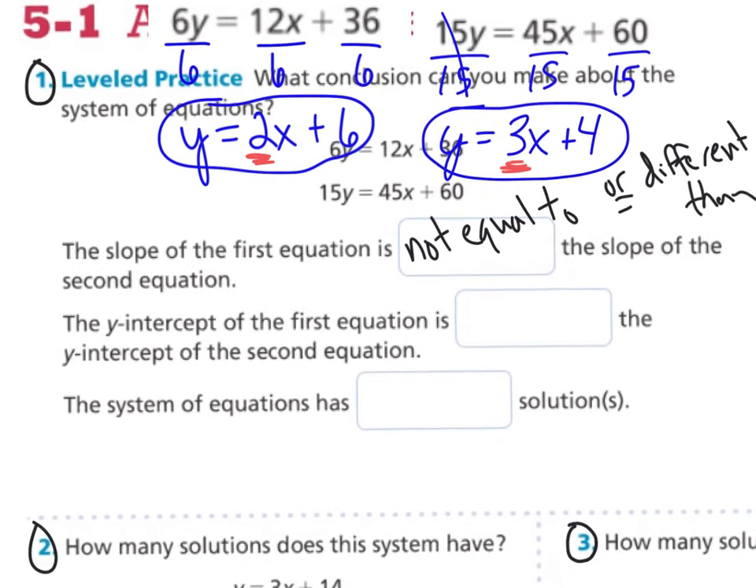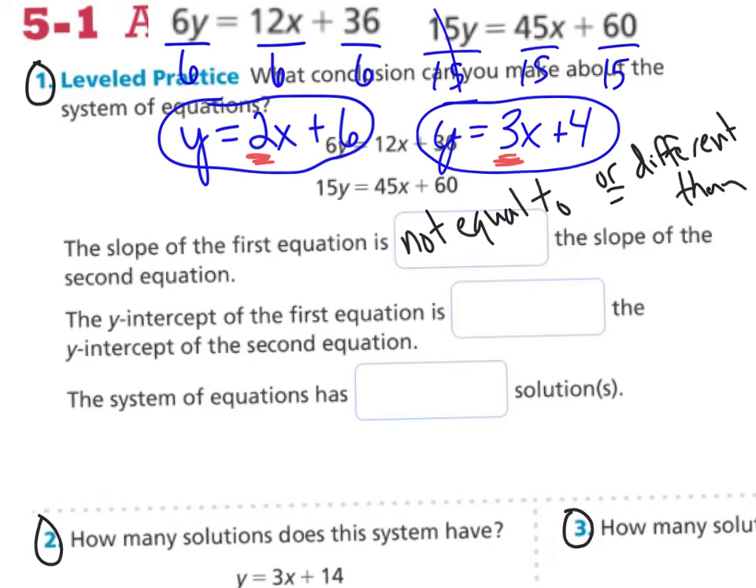Technically, at that point, we could go right to our answer. If the slopes are different, we actually automatically know how many solutions we have. So if the slopes are different, we know the lines are going at different angles than each other. And then it's going to make them intersect in one point. So we have one solution. We'll go ahead and fill in this other part just because the book has it there. But if you didn't have blanks, I wouldn't even worry about the y-intercept. We already know slopes are different. We have one solution. We're done.